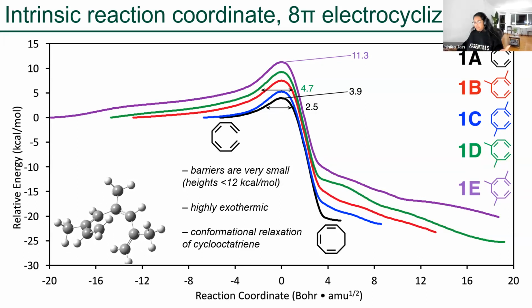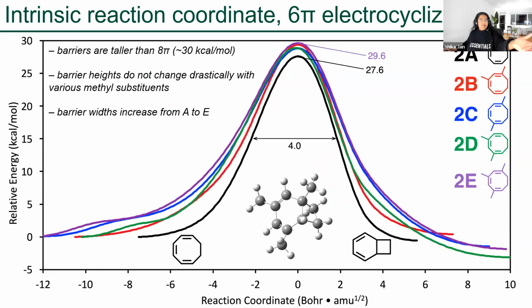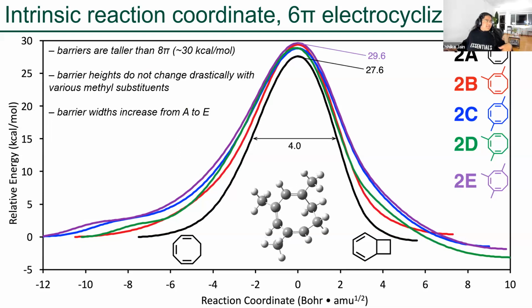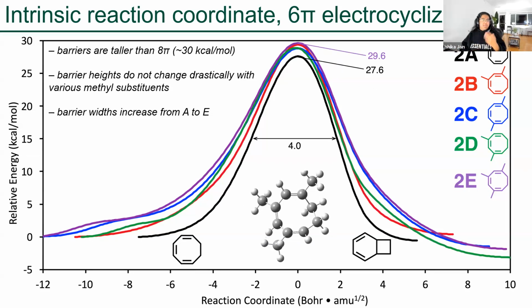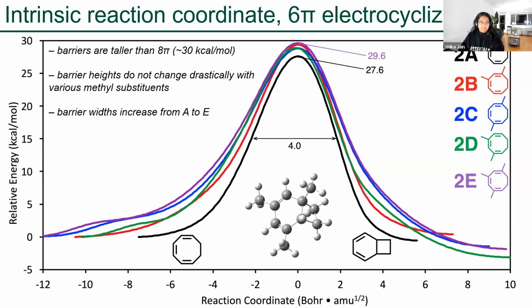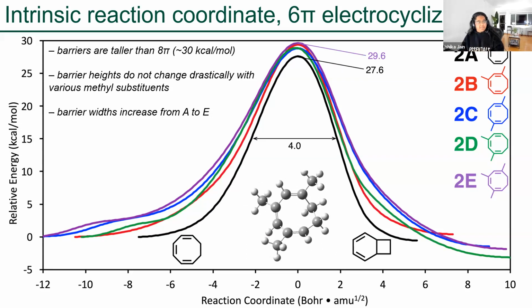And if we go towards the 6 pi part, we can see that the barriers are much taller than the 8 pi part, like 30 or so kcals per mole, like holy hell. But the barrier heights don't really change that drastically with the various methyl substituents. All are around 30 or so kcals per mole. What's really interesting is that the barrier widths actually increase as we adjust the position of the methyl groups, right? But there is not that much conformational relaxation here.